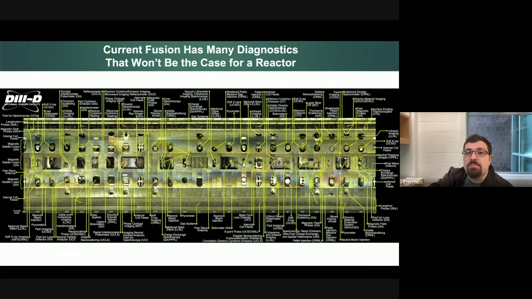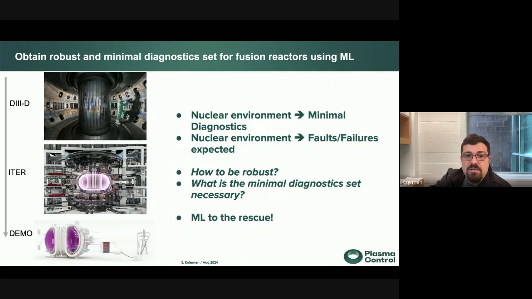But that will not be the case when we go to a reactor, because a reactor is a nuclear environment. You can only have minimal diagnostics, and a nuclear environment means there are going to be faults and failures. So when we go from current reactors to a demonstration reactor, how can we make this robust with minimal diagnostic sets is a very open question, hard to do. And we think we can use machine learning to do this.